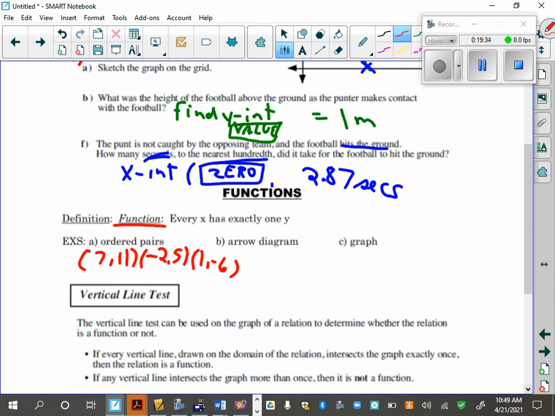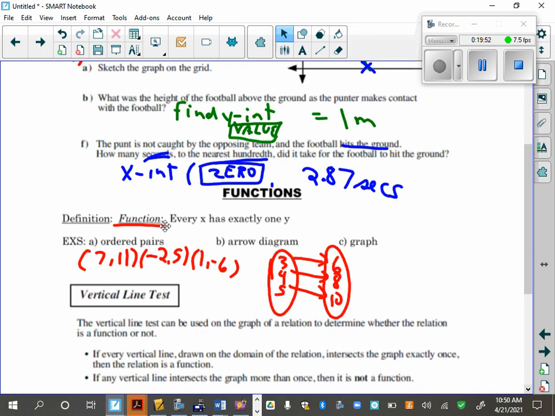Write this down for an example of an arrow diagram. These all have exactly 1 y. However, if the 5 also had an arrow to the 8, this would not be a function because the 5 would have 2 y's. Every x has to have exactly 1 y. So I'm going to give you a diagram or ordered pairs, and you're going to say whether it's a function or not. We'll learn about the vertical line test next.